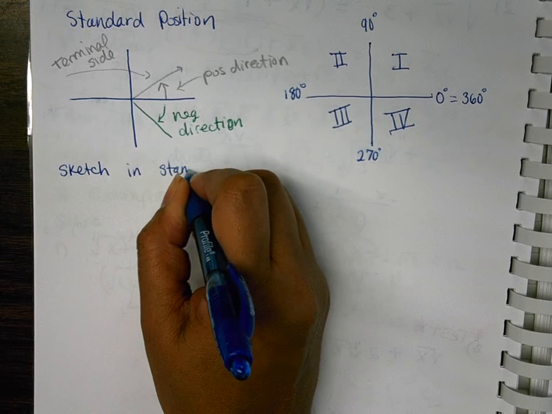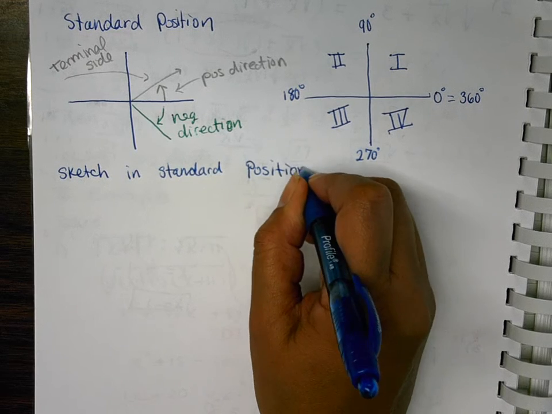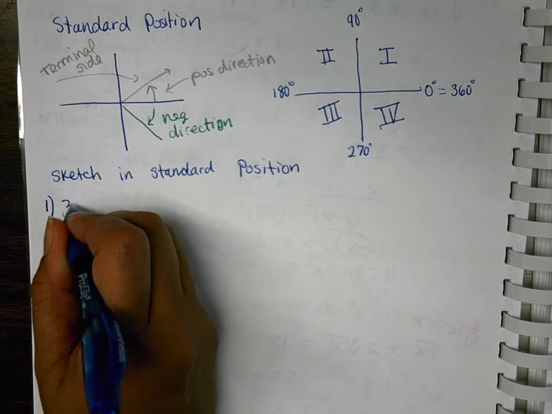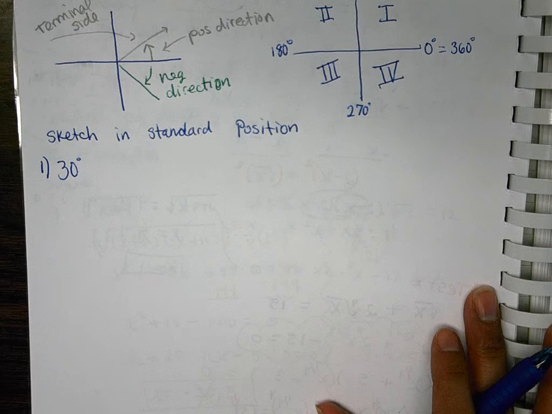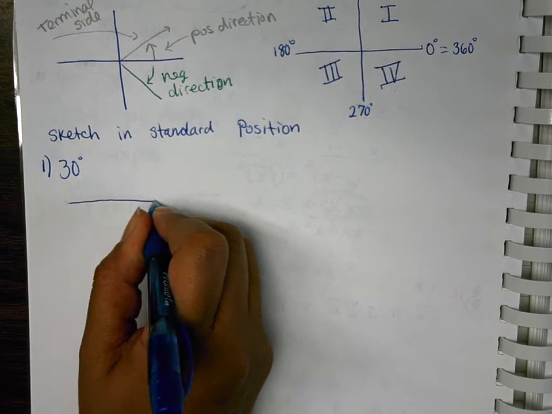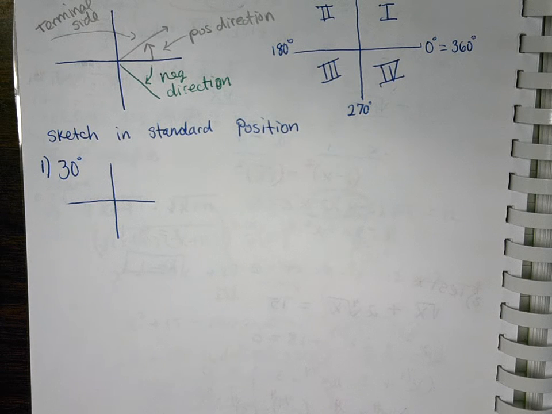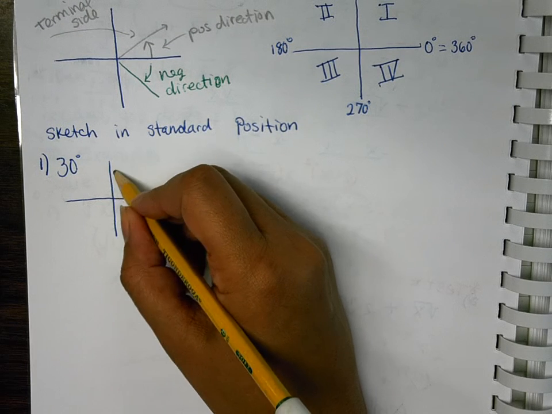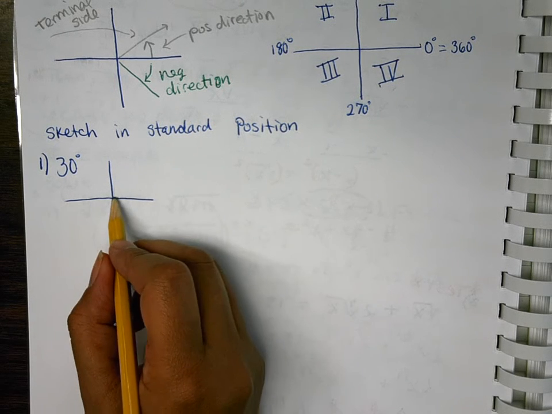Sketch in standard position. Number 1, 30 degrees. All you're going to do is draw your coordinate plane. And where would 30 degrees be, in quadrant 1 or quadrant 2, 3, or 4? 1. Now, is it going to be way up here close to the 90? Way down here close to the 0? Really close, like way down here?